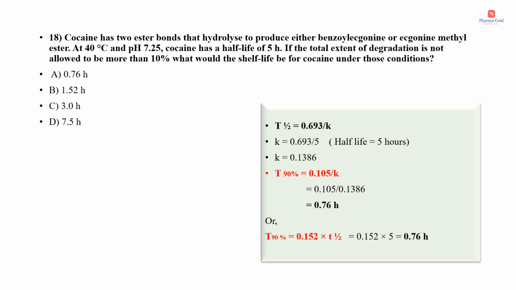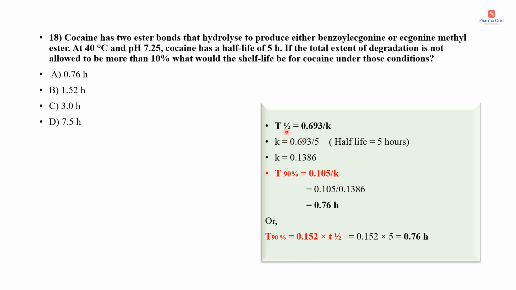So in this question, we need to calculate the shelf life for cocaine. So we can use two equations to calculate the shelf life. First one is T90% is equal to 0.105 divided by K, or this T90% or shelf life can be calculated by one more equation, that is 0.152 into T half. Okay, so let's see the first method.